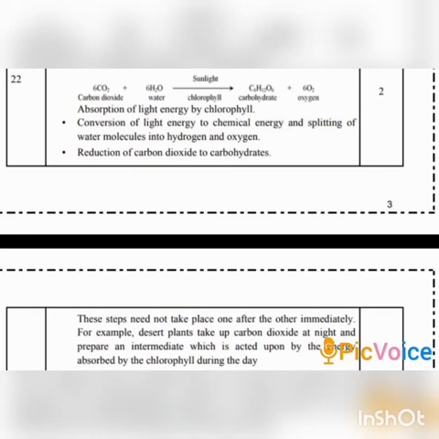Right? Then, is it essential that these steps take place one after the other immediately? These steps need not take place one after the other immediately. For example, in the case of desert plants, they take up carbon dioxide at night and they prepare an intermediate product, and they use that intermediate product in the place of carbon dioxide for photosynthesis.